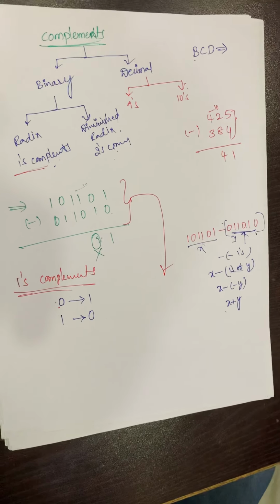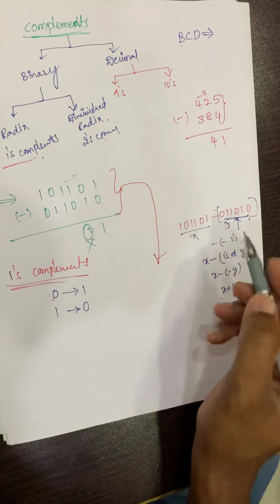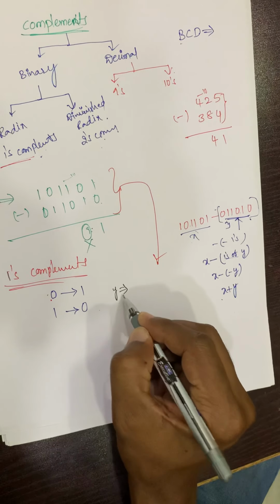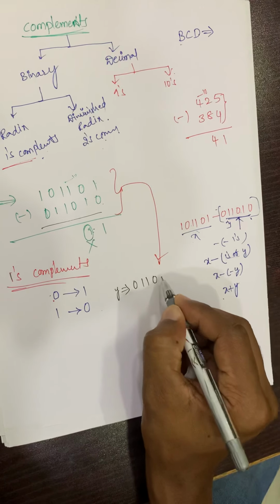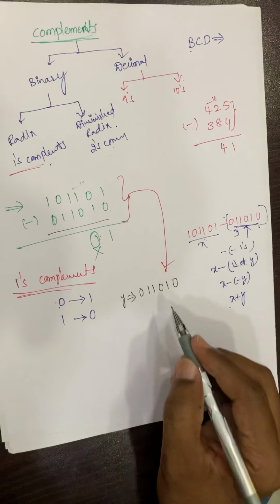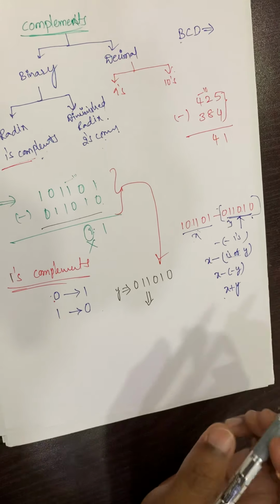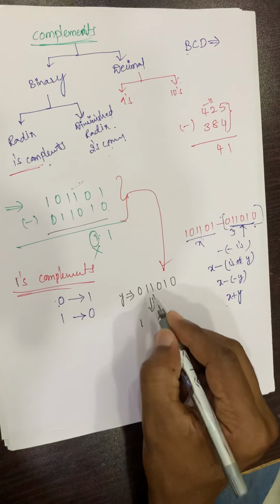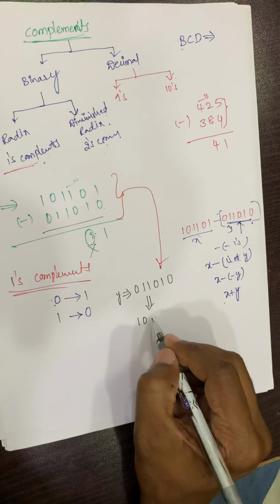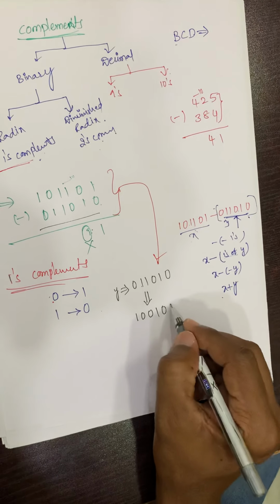According to that, now we'll see. The given negative number y is 0 1 1 0 1 0. What is the one's complement of this number? Both zeros and ones are interchanged. Here 0 is replaced by 1, 1 is replaced by 0, again 1 is replaced by 0, 0 is replaced by 1, 1 is replaced by 0, 0 is replaced by 1.